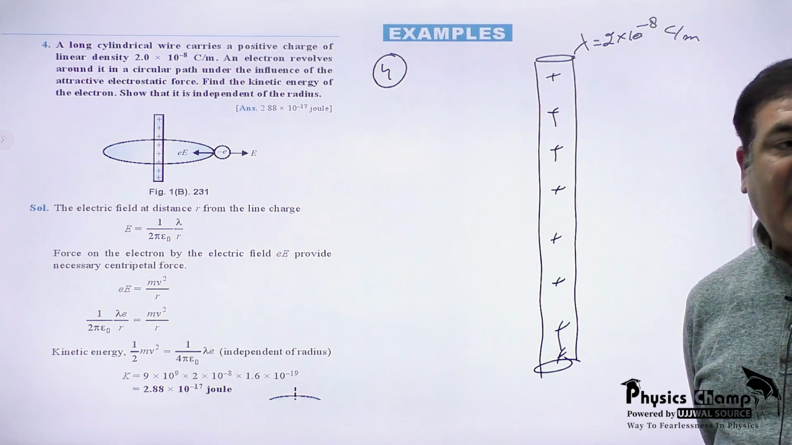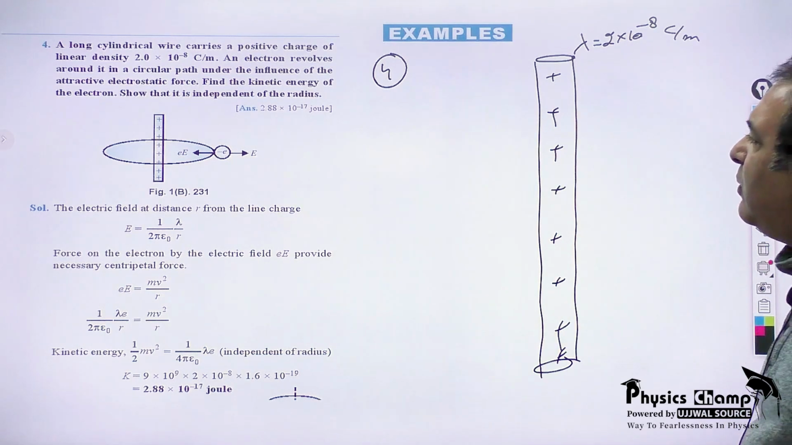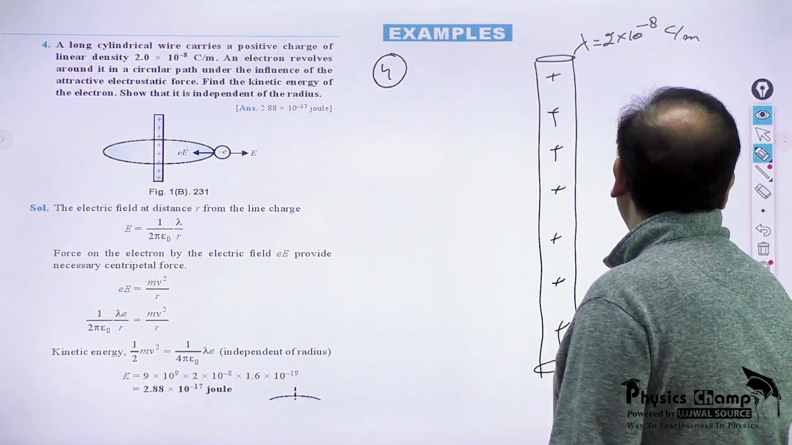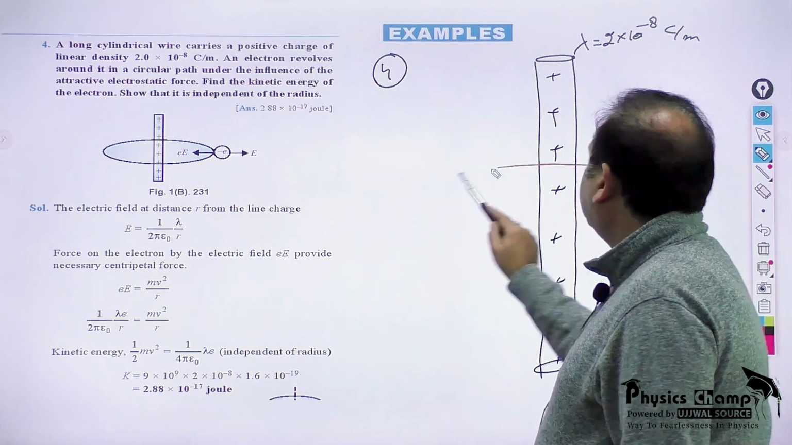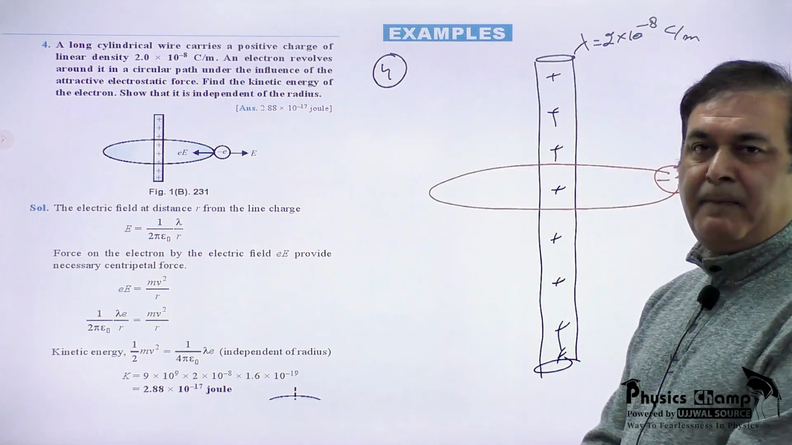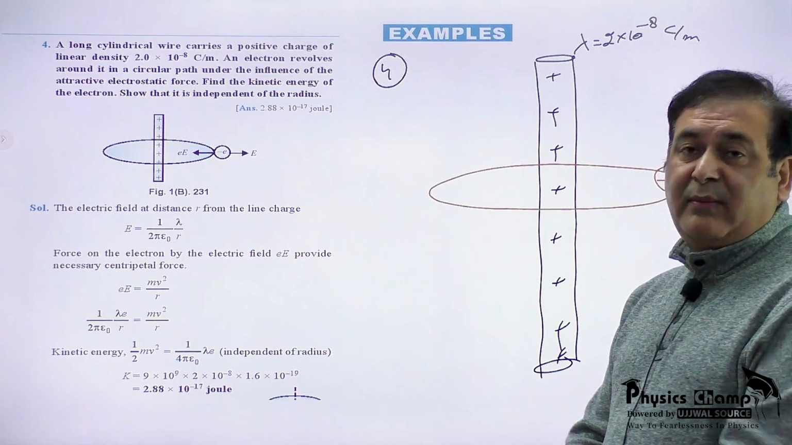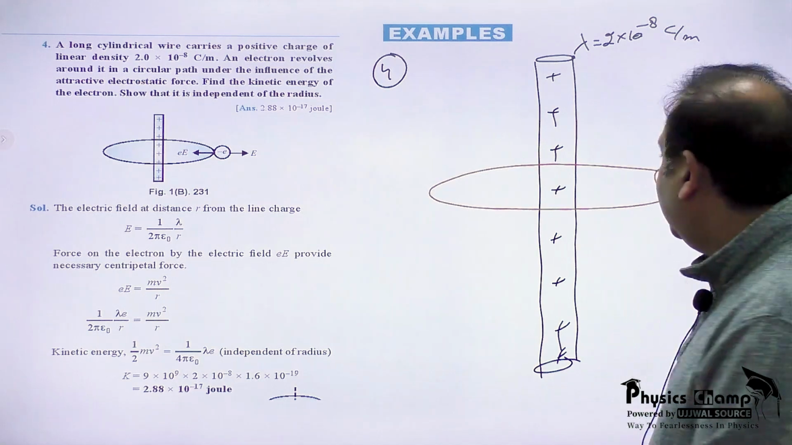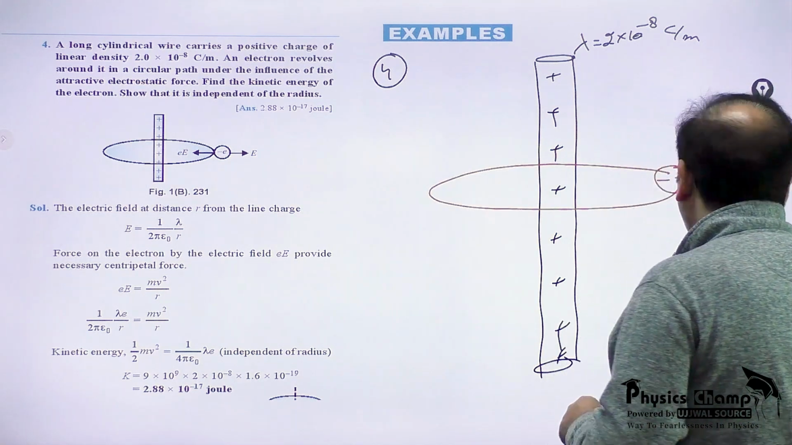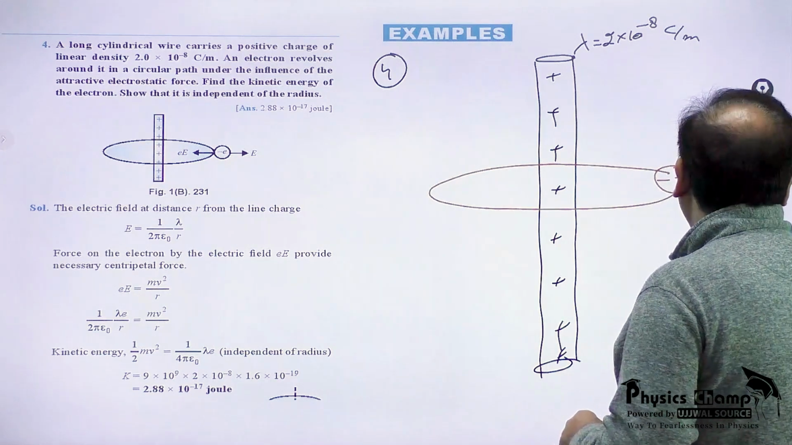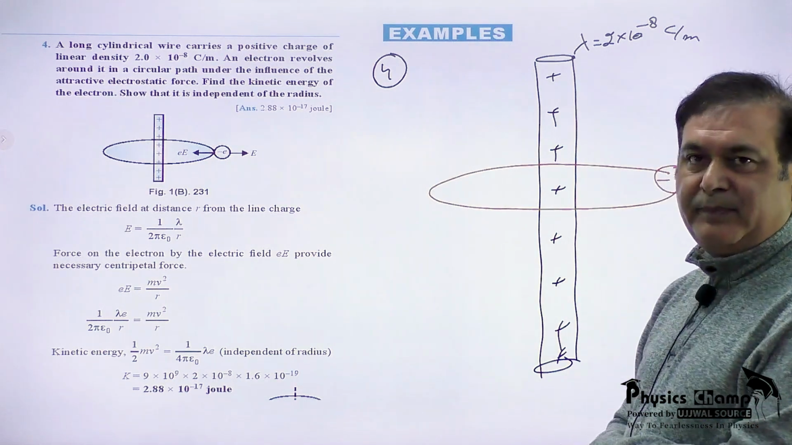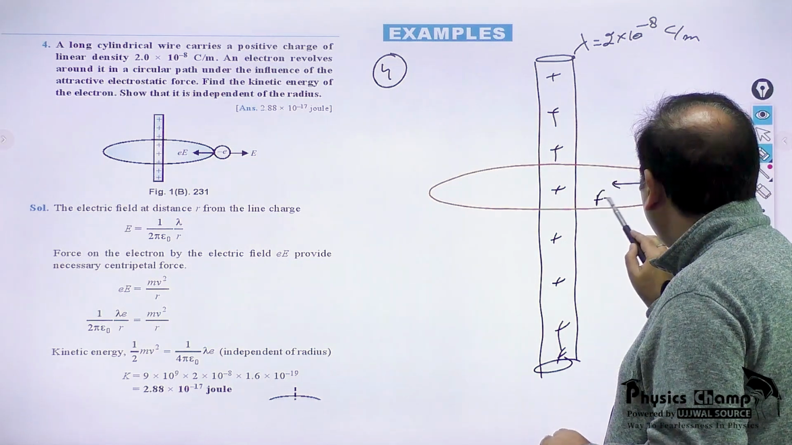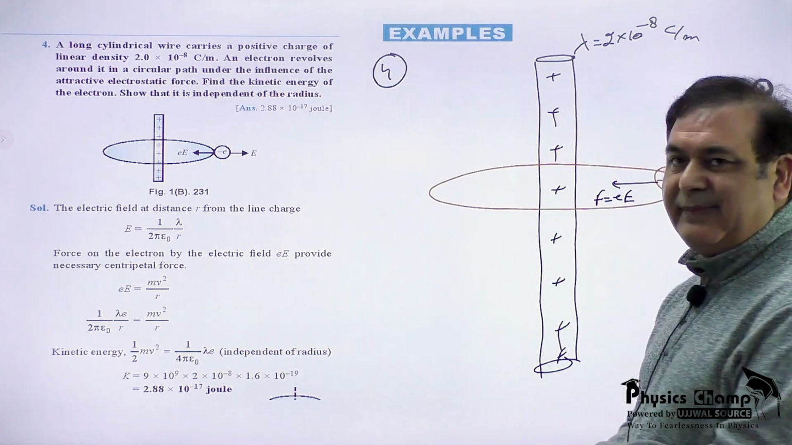So obviously it will provide electric field around. An electron is revolving around it in a circular path under the influence of attractive electrostatic force. So there is an electron which revolves around it under the influence of electrostatic attractive force. Find the kinetic energy of the electron. So just imagine that this positively charged rod would provide an electric field here and it's a negative charge. So there will be an electric force which is eE in the inward direction.